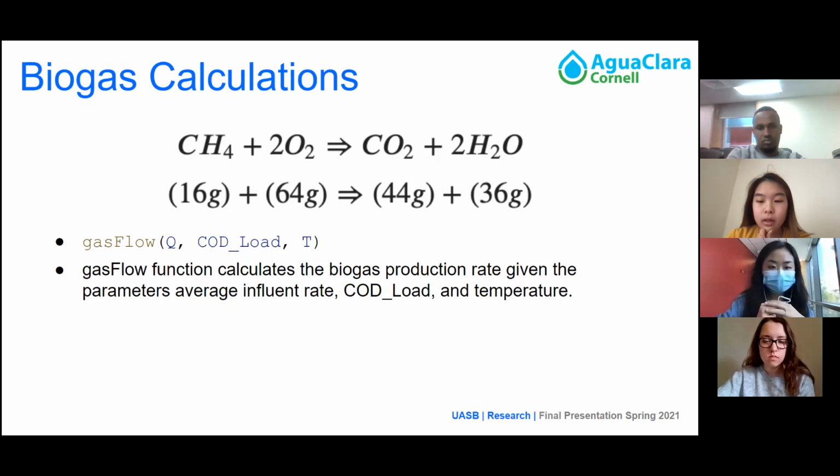For black water, each liter of black water has approximately 2,206 milligrams per liter of COD, which we found through literature. With the same influent rate and temperature, the function calculates that the black water will produce 253 liters of biogas per day. And now Katrina will talk a little bit about our biogas collection system.